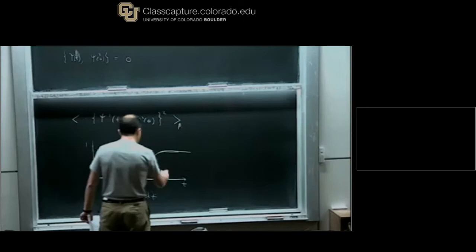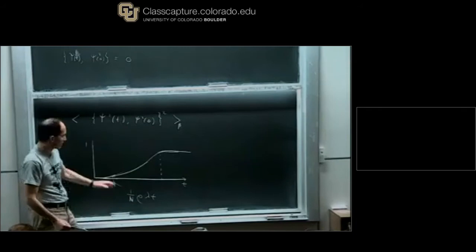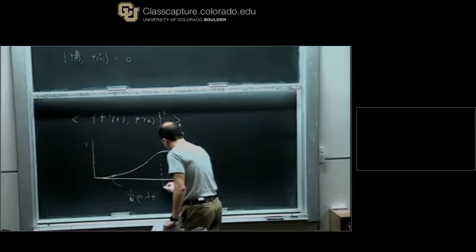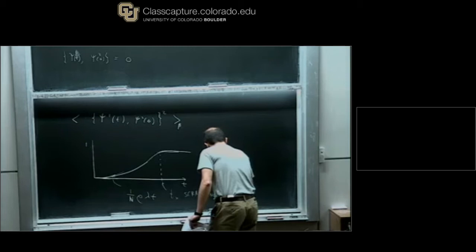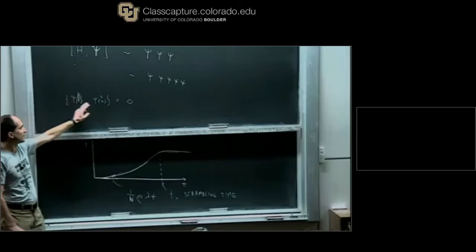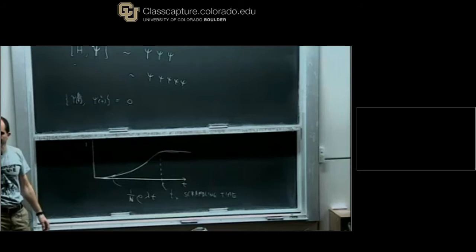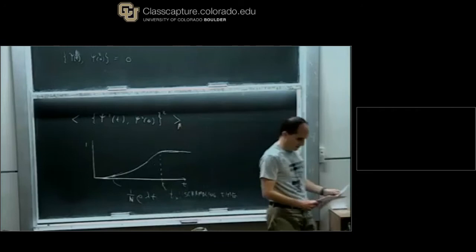And this saturation point happens when this whole expression becomes of order 1. That's one way to estimate where this point is. And this time here is sometimes called t star, or the scrambling time. So at this time, this operator has become so complicated that the anti-commutator with any simple operator will be of order one. So somehow the effects of this operator have spread throughout the system. Okay, so we'll discuss that a little bit more.